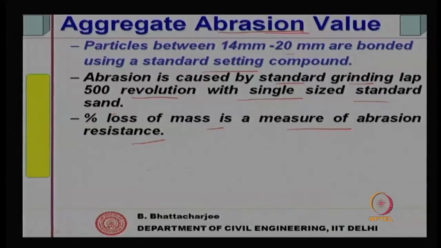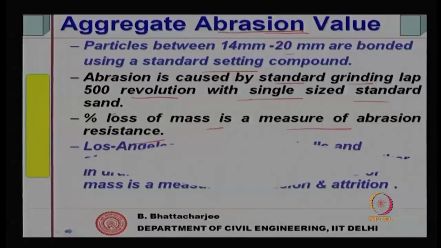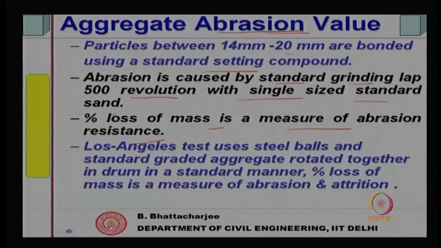So, you grind it putting sand on top of it, and once you have done that, some of the aggregates will become powder, and loss of mass will be there. So, loss of mass is measured, and that gives us abrasion resistance. The lower it is, the better; the lower the mass loss, the better is the abrasion resistance.